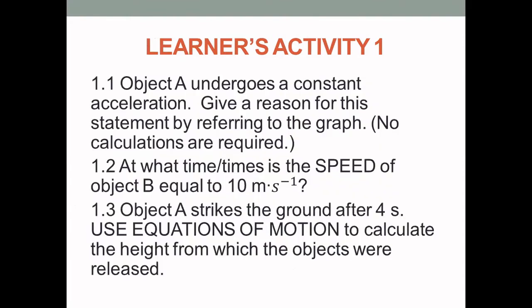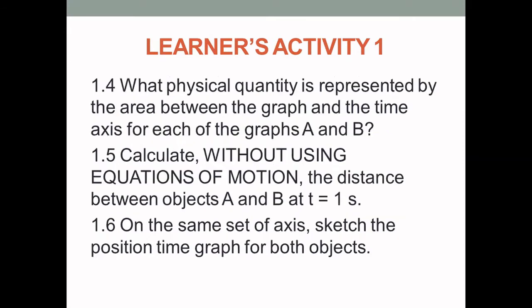First question 1.1: object A undergoes a constant acceleration. Give a reason for this statement by referring to the graph. No calculations are required. 1.2: At what time is the speed of object B equal to 10 meters per second? 1.3: Object A strikes the ground after 4 seconds. Use the equations of motion to calculate the height from which the objects were released.